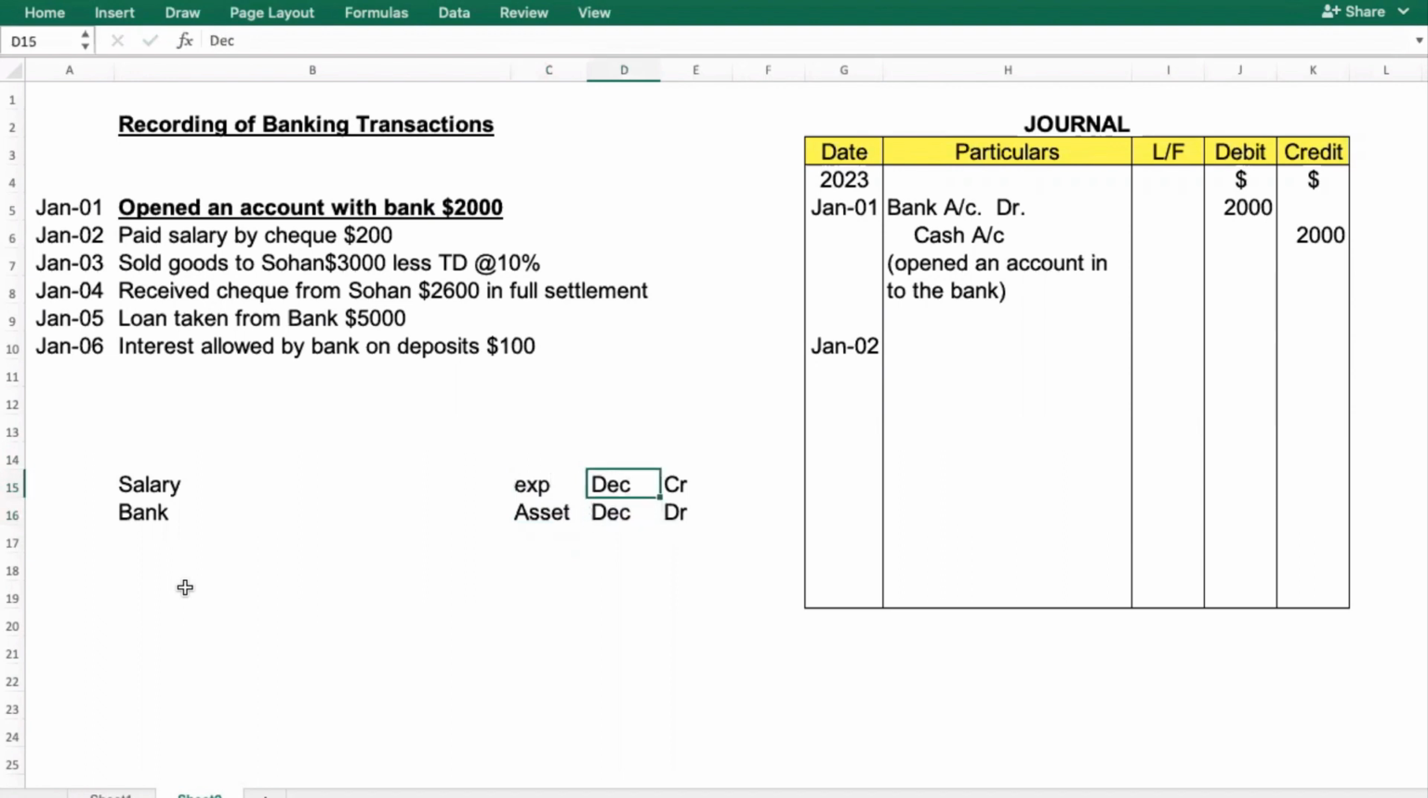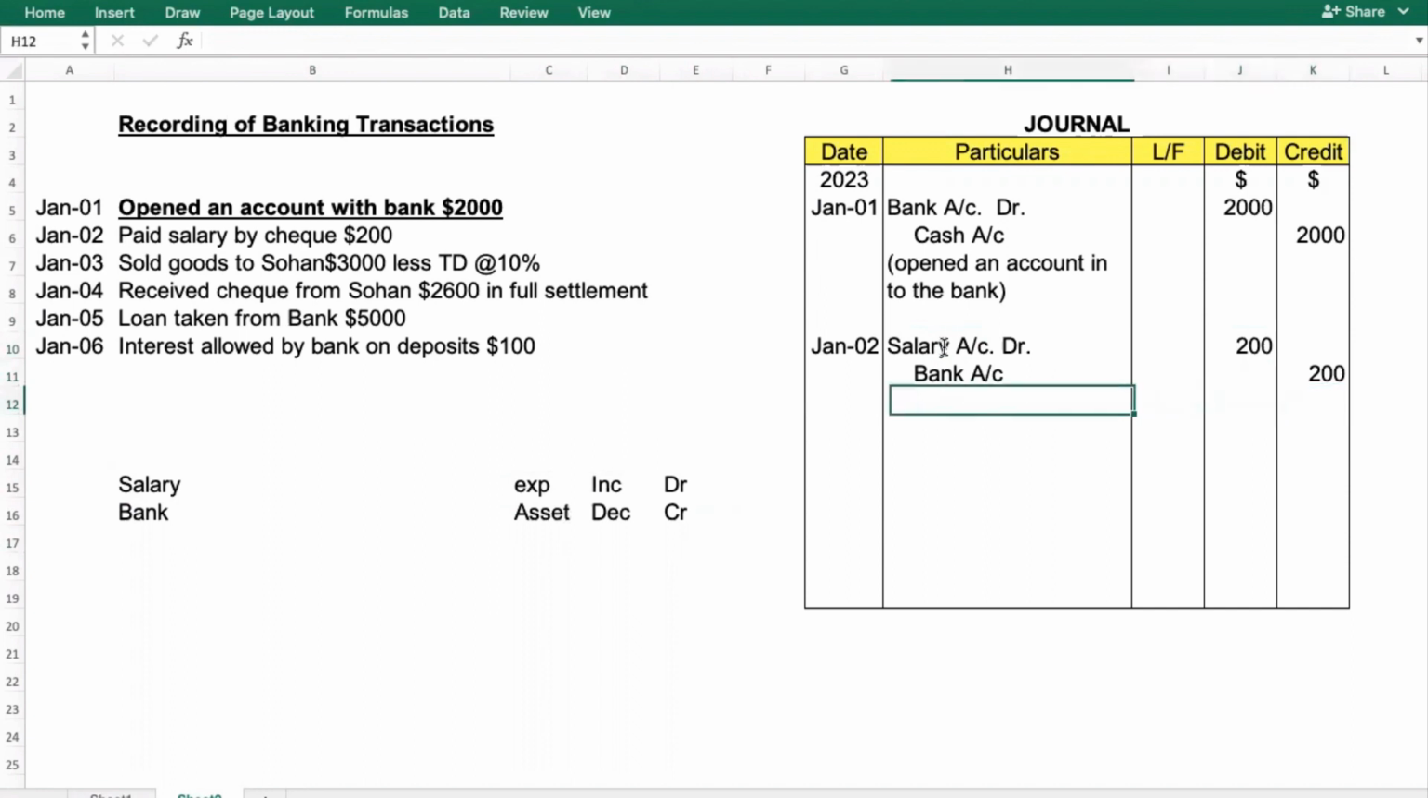Now see, asset, what happened? Decreasing. The asset is decreasing because we gave a check, so our bank balance will decrease and expense is increasing. So increase in expense is debit, decrease in asset is credit, right? Now first we will record the debit item. So the debit item here is which one? Salary. So salary account debit. Next line leave some space. Bank account credit. How much money? $200.